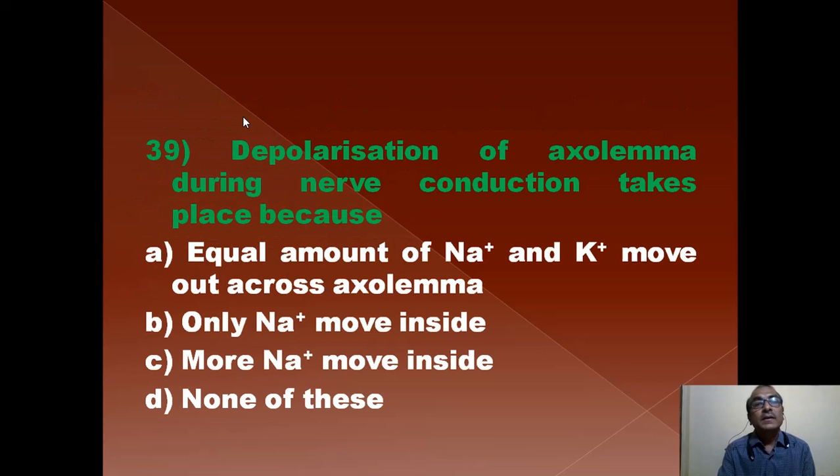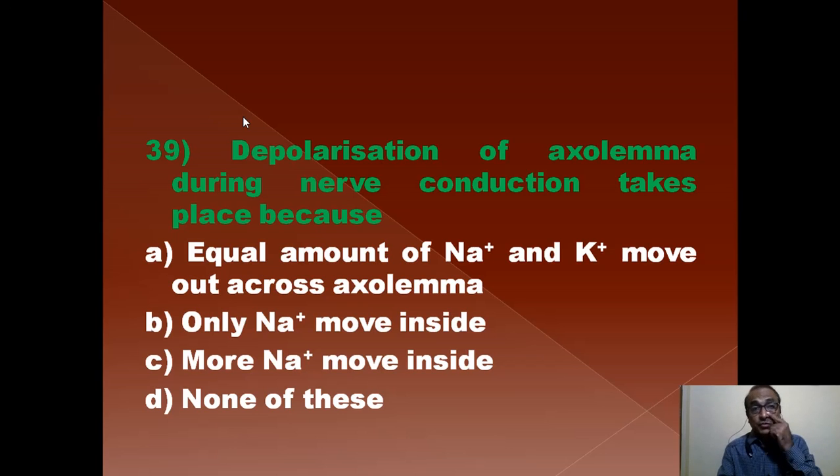Question number 39. Depolarization of axolemma. Axolemma is nothing but the plasma membrane of axon. Depolarization of the axolemma during nerve conduction takes place because of what? There are 4 options given here. Equal amount of sodium and potassium ions move out across the axolemma. No, only sodium moves inside. Only sodium ions move inside. More sodium ions move inside.